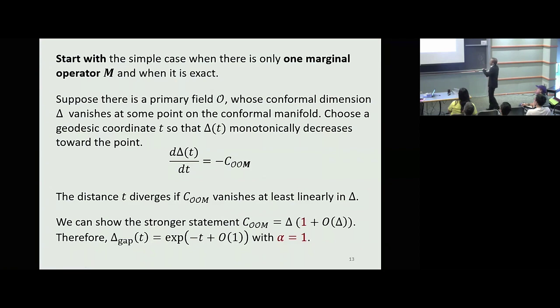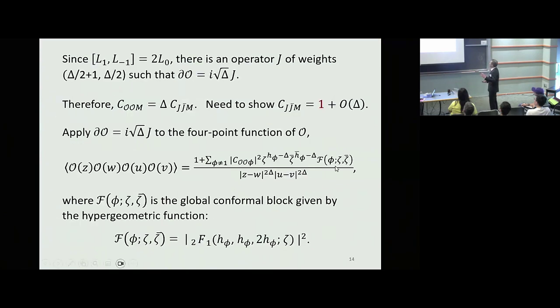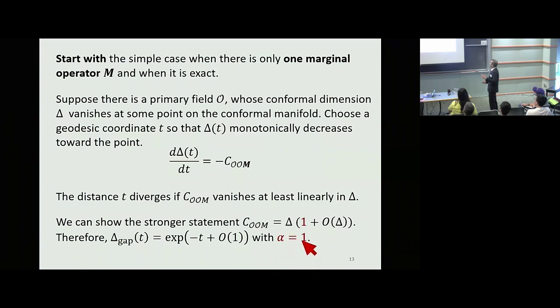And the question is whether the distance t diverges. If you look at this equation, you can easily see that t can diverge towards that point where delta vanishes if and only if this 3-point function vanishes at least linearly in delta. So now I'm going to show you a stronger statement that says that this actually vanishes linearly but with coefficient 1. This means that by integrating this equation, this delta gap goes like the exponential of minus t, therefore alpha equal 1. Okay, so this is what I'm going to prove. The next 2 slides are the proof of this statement.